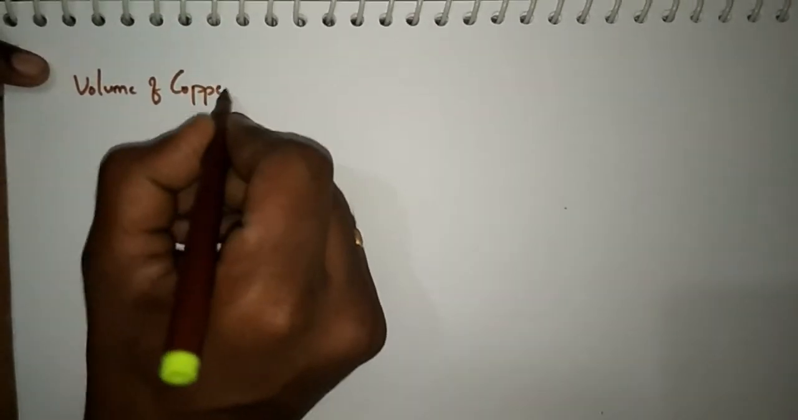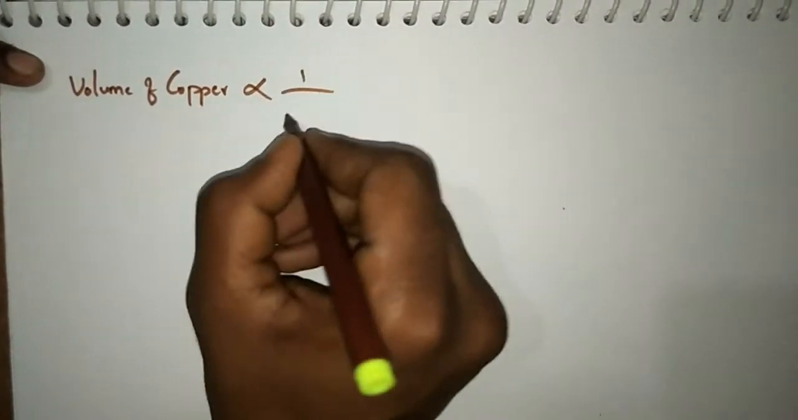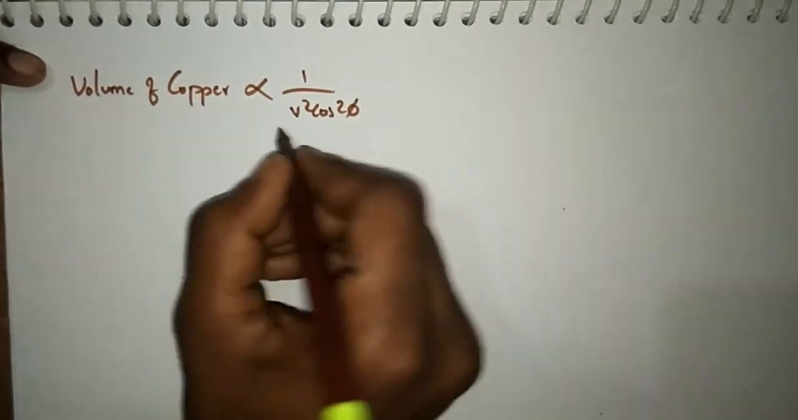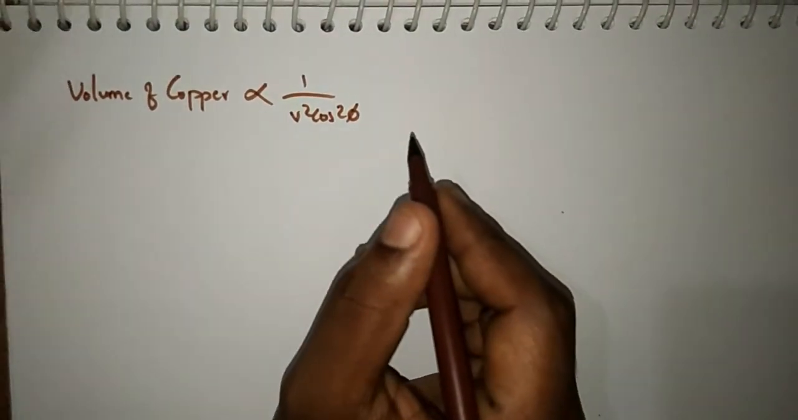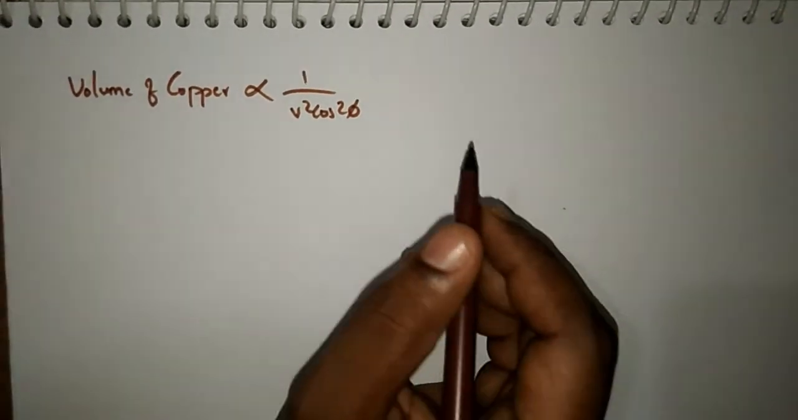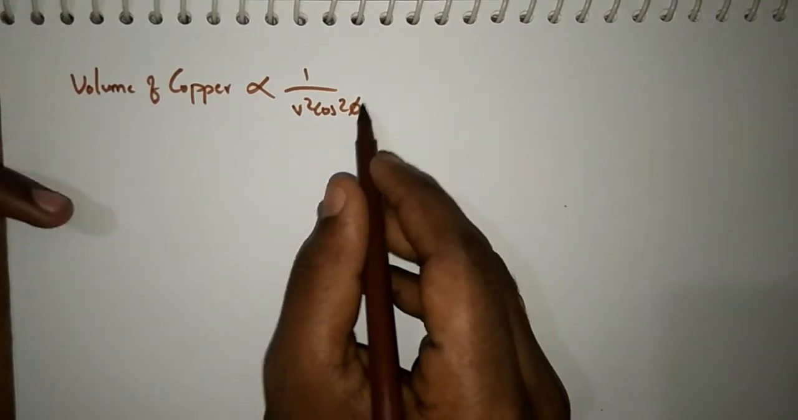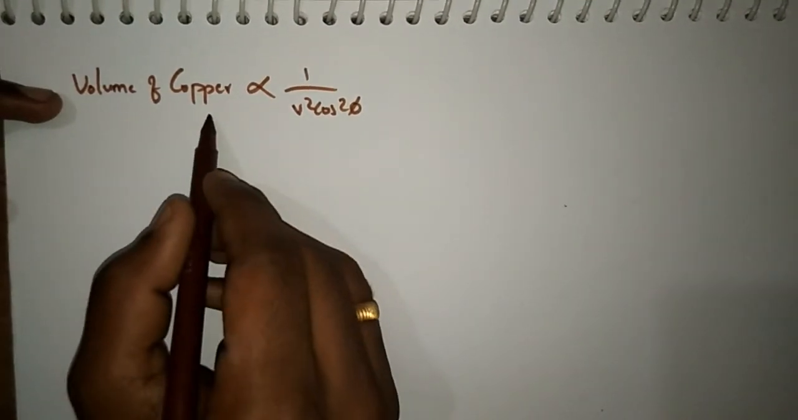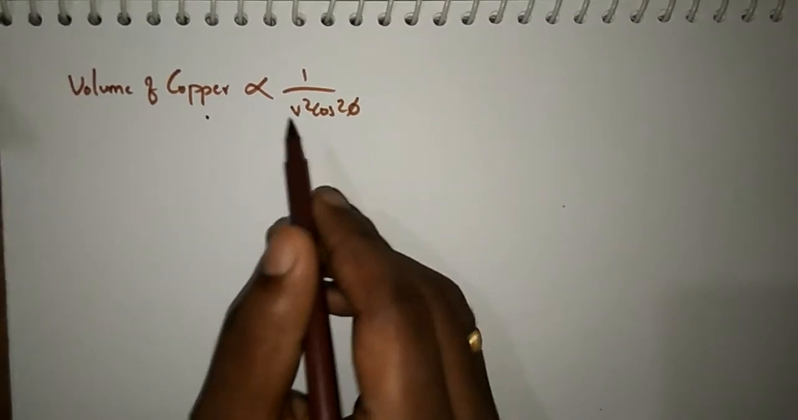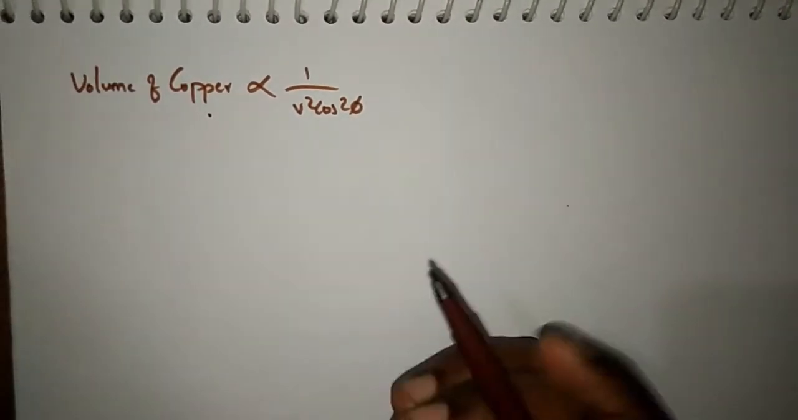So we are shifting to next topic. I have to add a point for this: volume of copper. Volume of copper is always proportional to 1 by V square cos square phi, where V is the applied voltage, cos phi is the power factor of the load. So if cos phi goes on increasing, power factor goes on increasing, volume of copper required will decrease. So it is inversely proportional, similar to that of voltage.